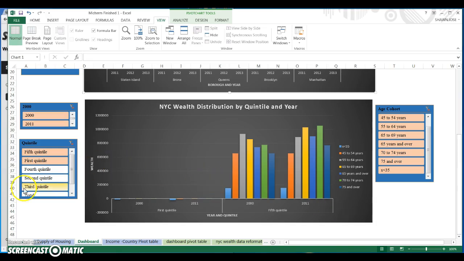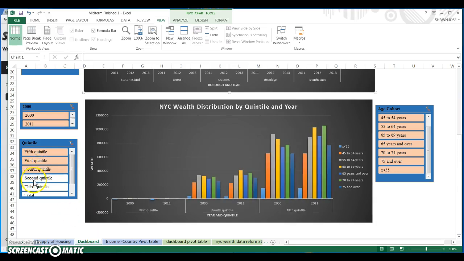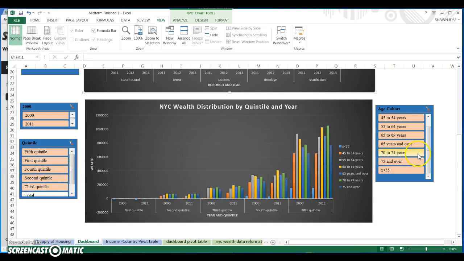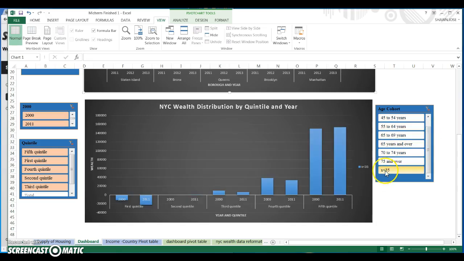So now I'm going to show you a different one. Instead of comparing the different quintiles like we can right here, I'm going to start to slice the data based on the age cohorts. So I'm going to include all 5 of my quintiles, just like that. And then I'm going to come over here and compare those individuals who are under 35 to those who are 75 and over.